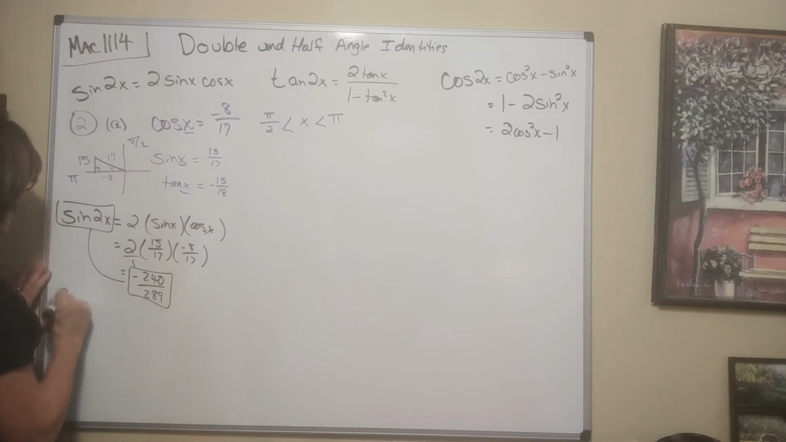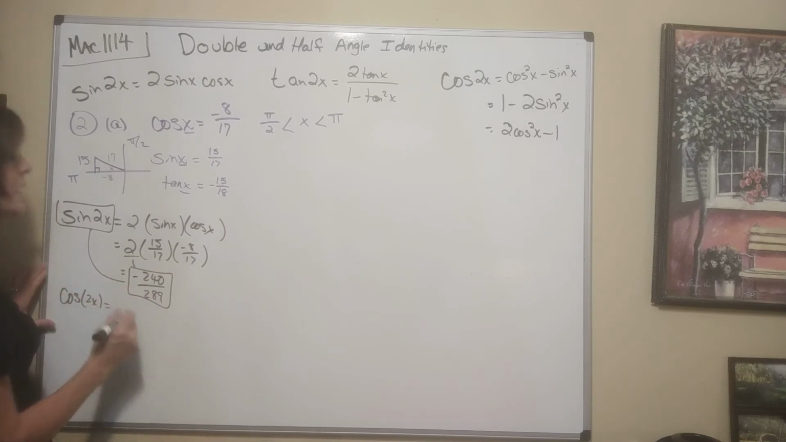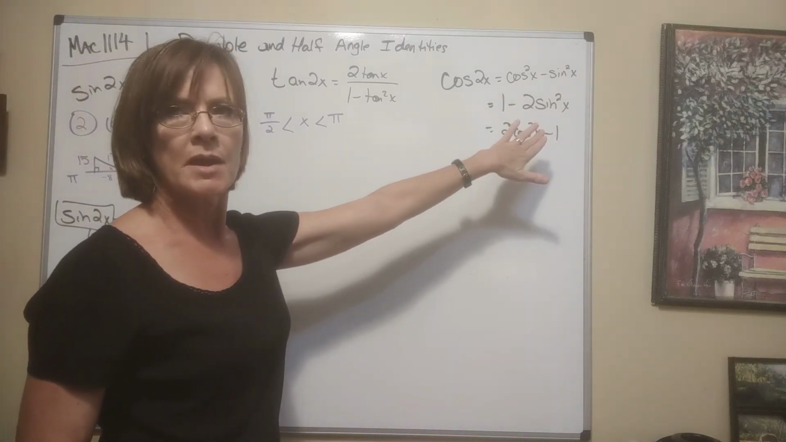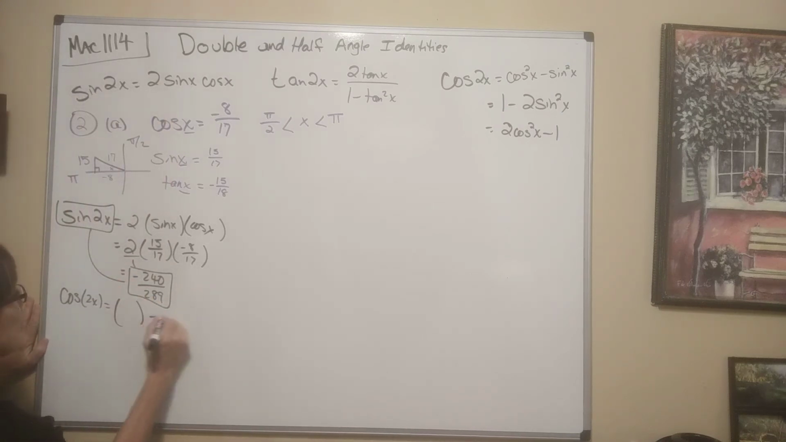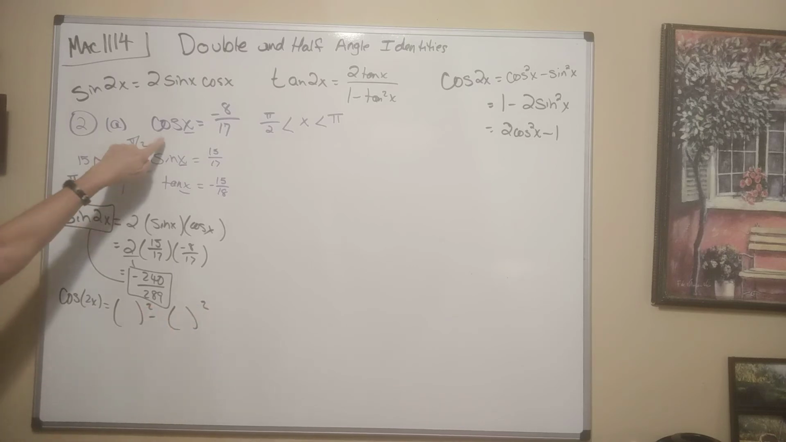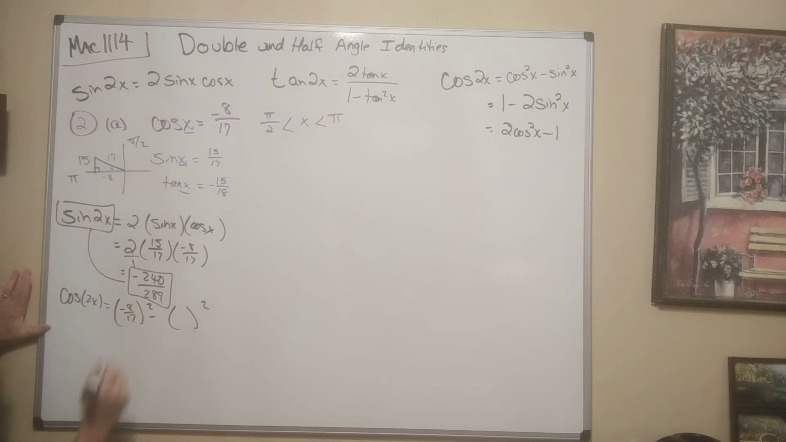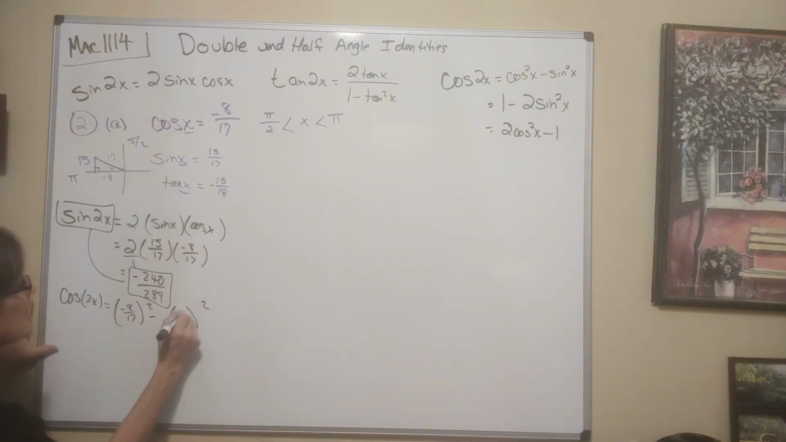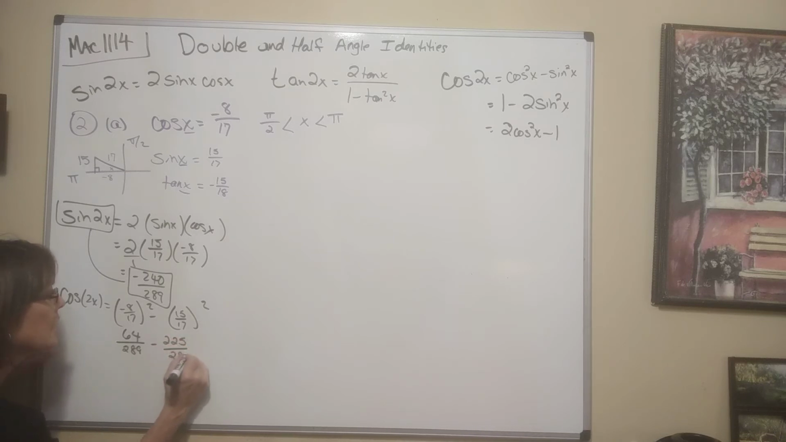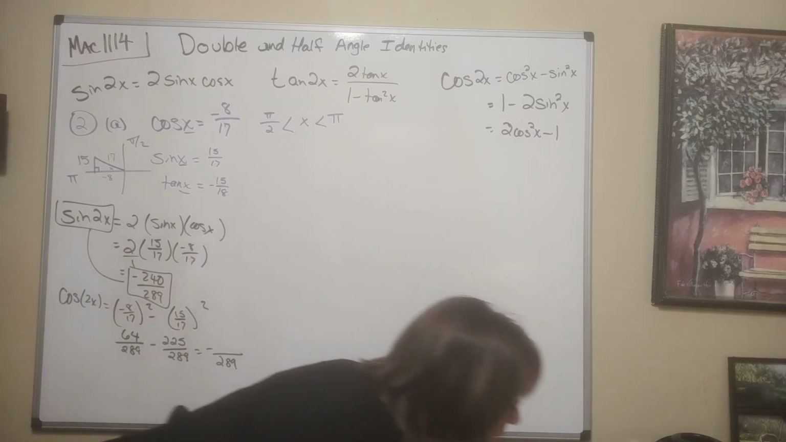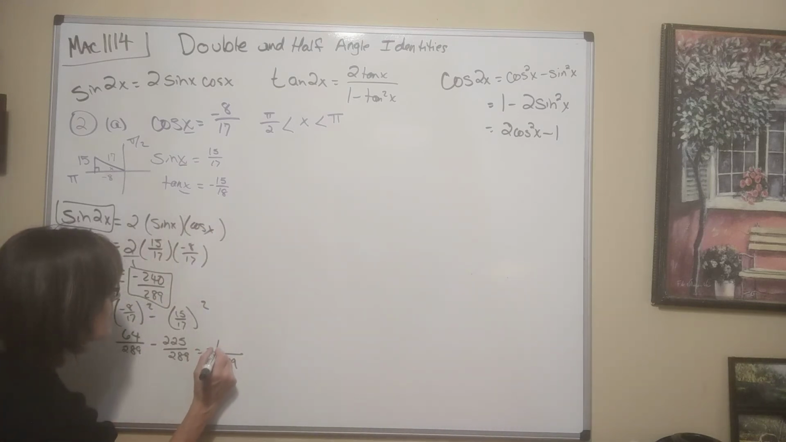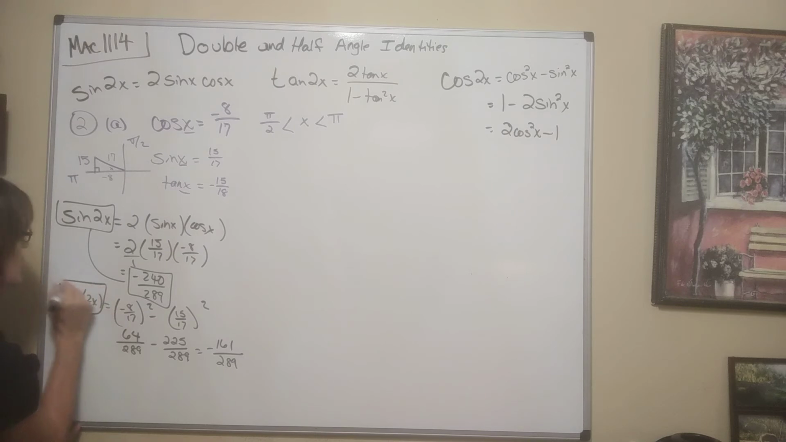Okay, what is the cosine of 2x? Well, we have choices. You can use any one of these. It doesn't matter which. I'm just going to use the top one: cosine squared x minus sine squared x. So the cosine squared x is negative 8 over 17 squared, and the sine squared x will be 15 over 17 squared. So this is going to be 64 over 289 minus 225 over 289. And this is going to be a negative, I think it's 141. It's 161, negative 161 over 289. So that's what the cosine of 2x is equal to.